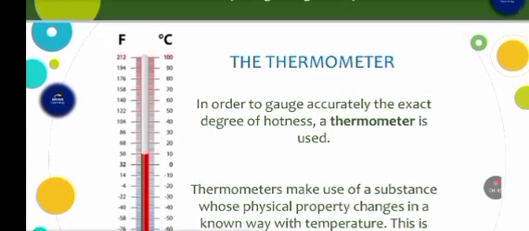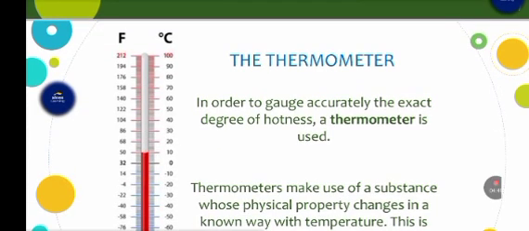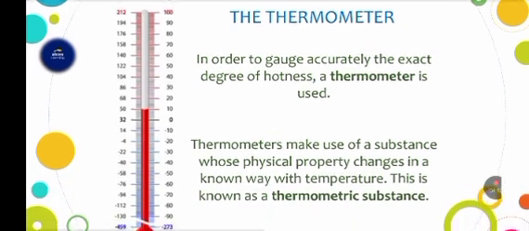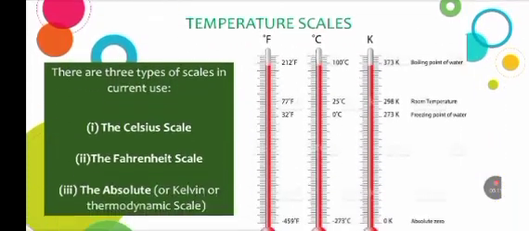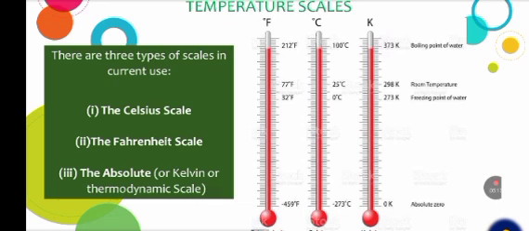Now, let's look at the thermometer. The thermometer is used to gauge the degree of hotness or coldness of an object. Thermometers make use of a substance whose physical property changes in a known way with temperature, and this is called a thermometric substance. That's why instruments used to measure temperature usually make use of a substance whose physical property changes in a known way with temperature. And we look at the temperature scales. We look at the Celsius scale, Fahrenheit scale, and the absolute or Kelvin scale.